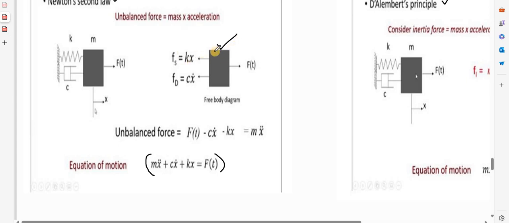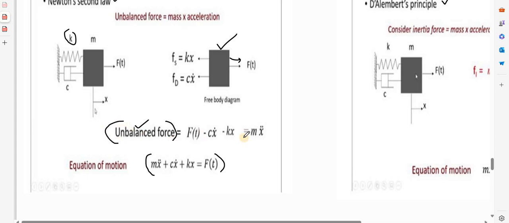So here you can see I am drawing the mass. This is regarding Newton's second law. Here F of t is the external force. Due to the stiffness, I will have k into x. Due to the damping, I will have c into x dot. Now you can see here the total forces. F of t is to the right, the others to the left, in the opposite direction. So F of t minus c x dot minus k x will be equal to the unbalanced force.